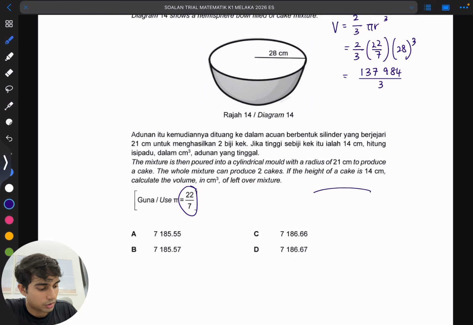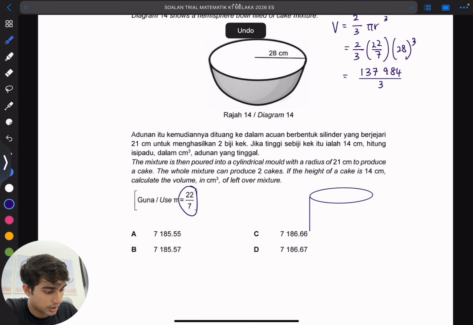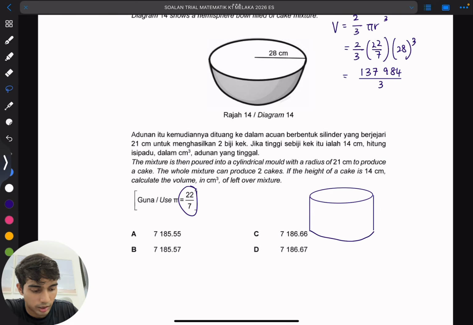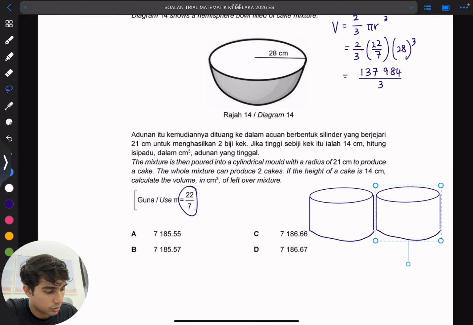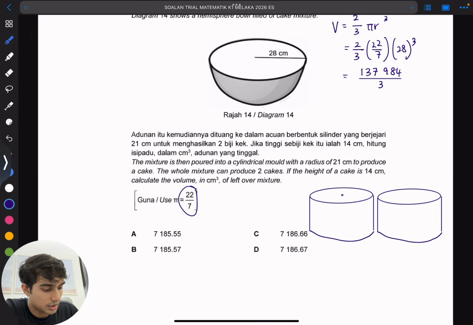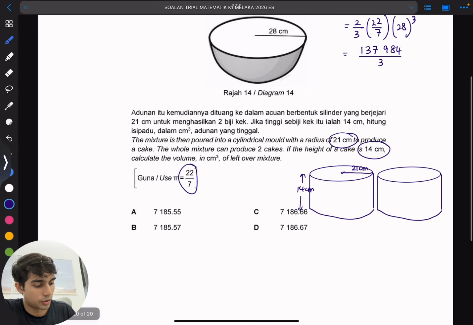Okay. So they can make 2 cakes with this mixture. 1 and then 2. We can make 2 cakes. So the radius given is 21 cm and the height of the cake is 14 cm. So we can basically find the volume needed to make one cake. So this is a cylinder. The volume of cylinder will be base times height. Base is a circle, pi r square, h.